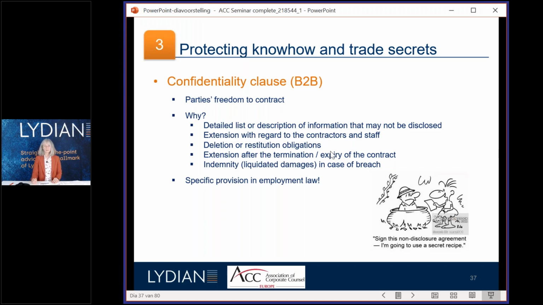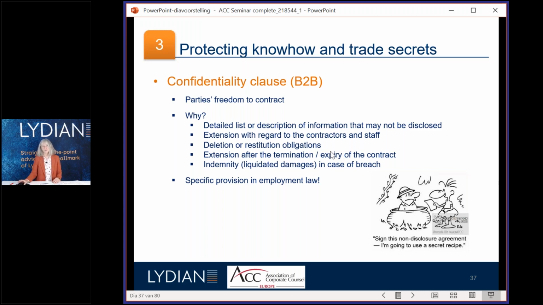secret. To provide for extension, to make sure that the staff and the subcontractors are also bound by these obligations, and also the problem of what happens at the end of the agreement. Do you have to give back? I see a lot of contracts providing for restitution. Restitution can be helpful if it's concrete, a document or a project, but usually deletion is sufficient and you don't really need to restitute the items.